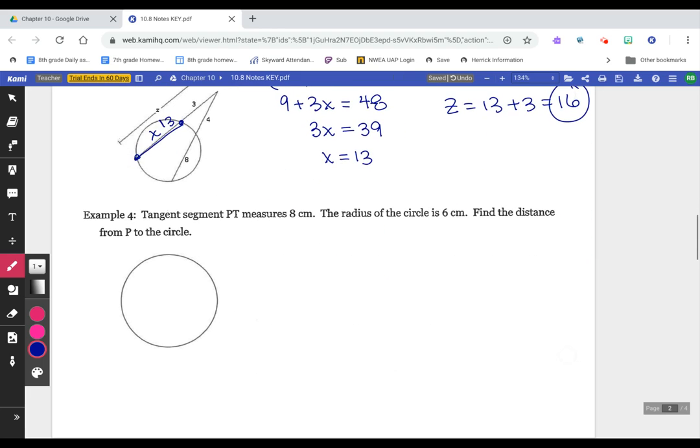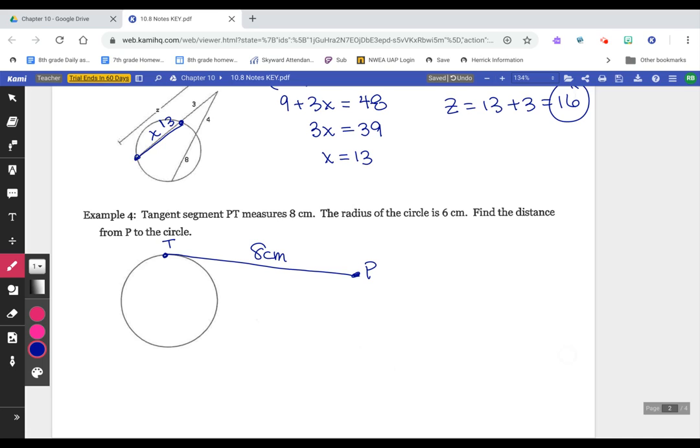Perfect. All right, for example 4, it says tangent segment PT. So let's draw a tangent. We'll put P out here and put T here. So tangent segment PT measures 8 centimeters. The radius of a circle is 6 centimeters. Find the distance from P to the circle.